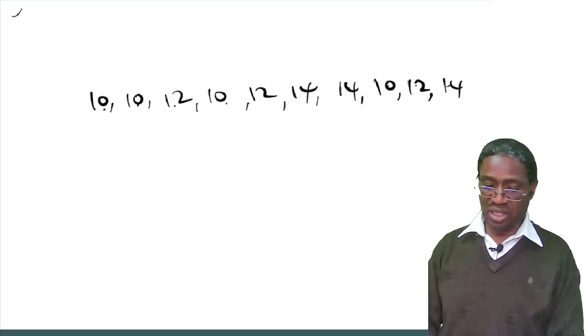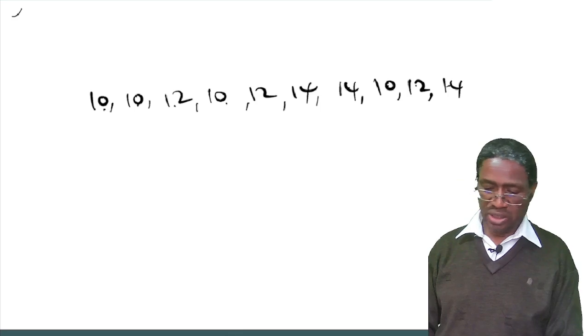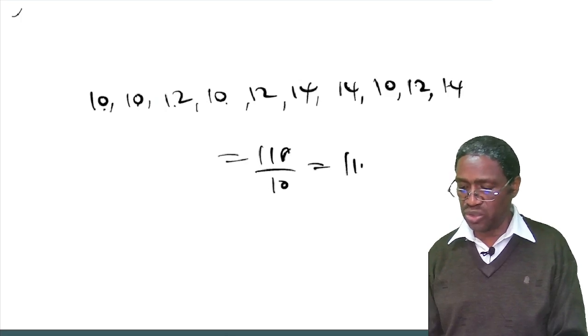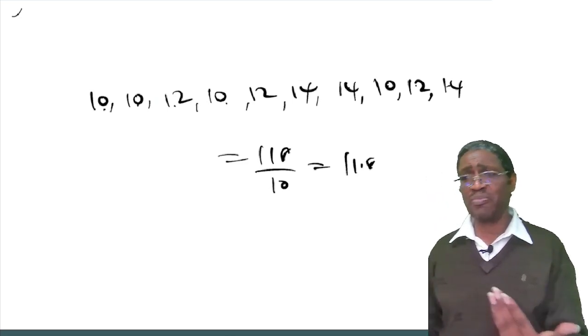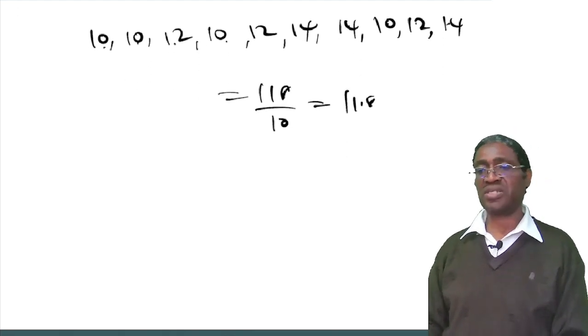So don't write, I'm just explaining. 10 plus 10 plus 12 plus 10 plus 12 again, plus 14, plus 14 again, plus 10, plus 12, plus 14. That gives me a total of 118. If I divide that by 10, it gives me an average of 11.8. That's the average. But I want us to arrive at the same 11.8 by using the frequencies. Okay? Look at this now.